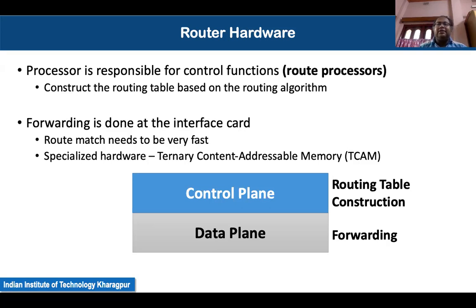So that is why this route match needs to be extremely fast. For this purpose, we use a kind of specialized hardware. We'll talk about that hardware later on. It is called a ternary content addressable memory, or TCAM.